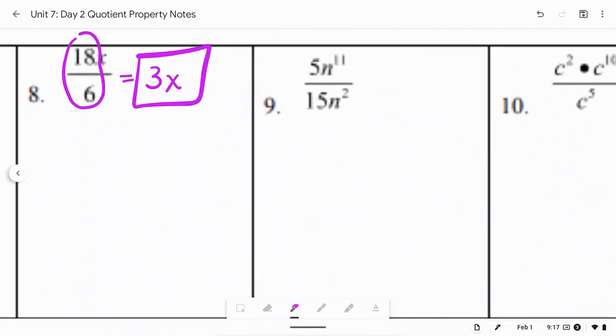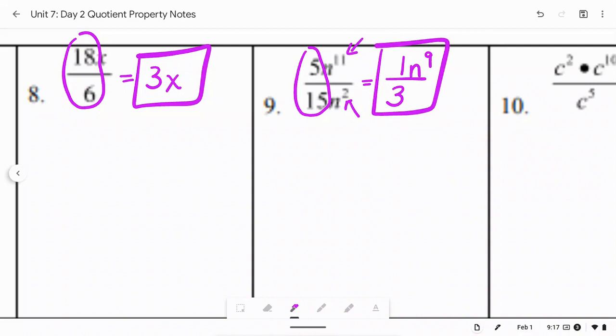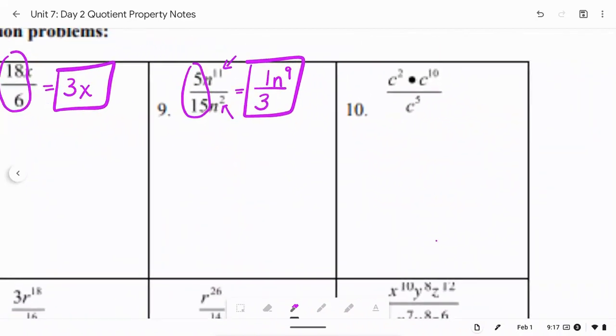In example 9, we're going to reduce 5 over 15. Using the fraction button in our calculator, I get 1/3, and then subtract the exponents. So 11 minus 2 is n to the 9th power. So I get n to the 9th power over 3.